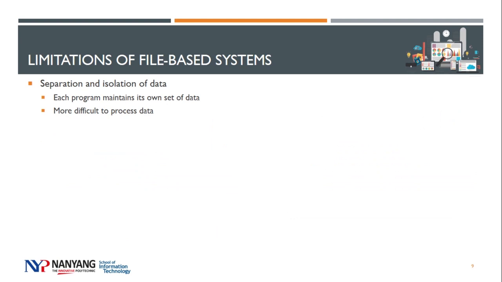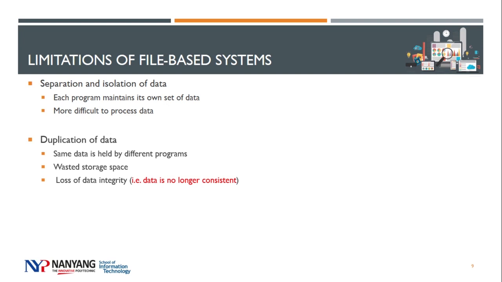So what are some of the key limitations of file-based systems? These include the fact that each program owns its own set of data, so it's actually quite difficult to process them. There is a duplication of data, as we see in the previous slide. Despite the two systems requiring the same data, you have the same data held by different programs. So there's a wastage of storage space, and there's a loss of data integrity.